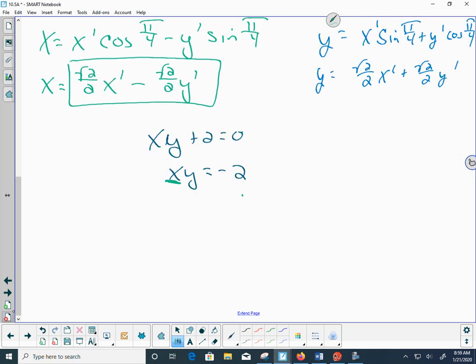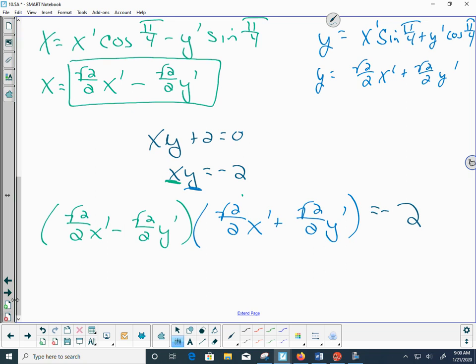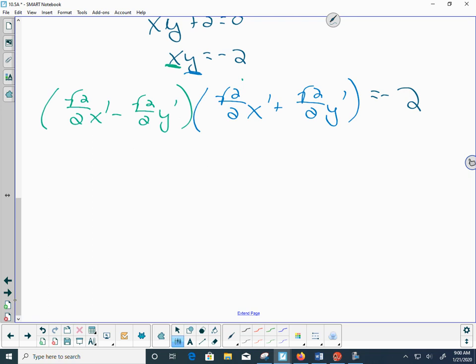So in place of x, I'm going to write the square root of 2 over 2 x prime minus the square root of 2 over 2 y prime. That's what x is equal to. In place of y, what am I going to write? The other one. And then this is still equal to -2. Now this may look bad. It is not. I just have to FOIL. I should be excited about foiling this. And I'm going to tell you why I should be excited about it. Because the square roots cancel off.